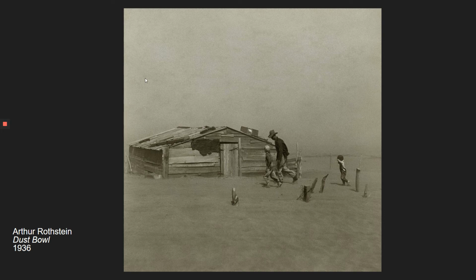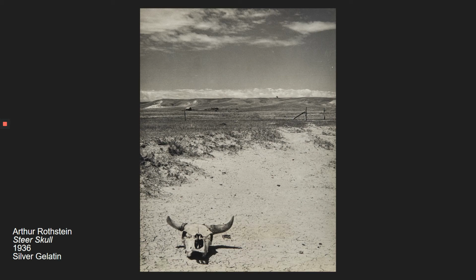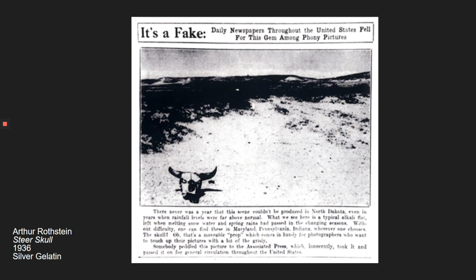Rothstein is an interesting character, particularly because of the controversy surrounding this steer skull. So he takes this picture of a skull, and it winds up getting published. Whether he sells it or gives it or sends it to a newspaper, it winds up getting published. And then somehow people realize that there are several different pictures of this skull in several different locations. There's a whole controversy about this skull being fake. The accusation was that Rothstein was driving around in his car with a trunk full of props and placing them around in different places. And he claims that these were experiments and they weren't really intended to be published, but they were published.